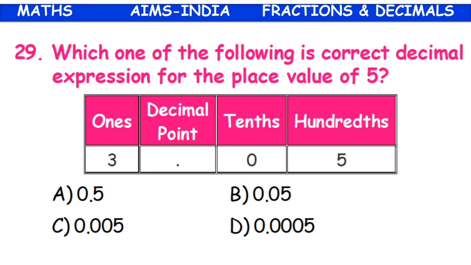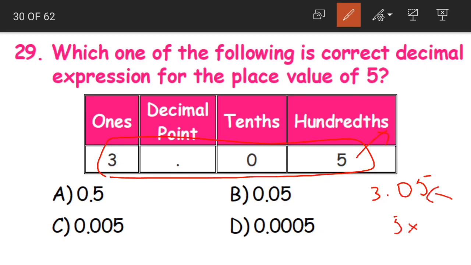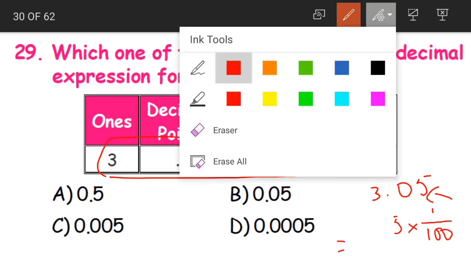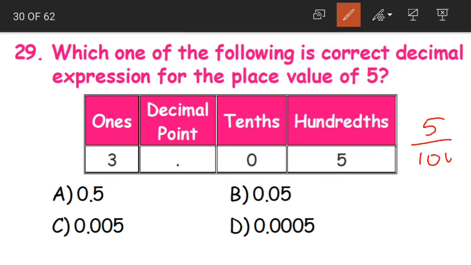Next question 29. Which one of the following is the correct decimal expression for the place value of 5? Here, what is the decimal number? 3.05. Yes, 3.05. Now 5 is in the hundredths place, that is nothing but 5 into 1 by 100. Its place value will be 5 into 1 by 100, that is nothing but our 5 by 100, and the decimal form for 5 by 100 is 0.05. So option B becomes our correct answer. Okay, children?